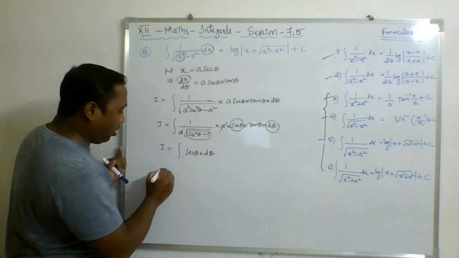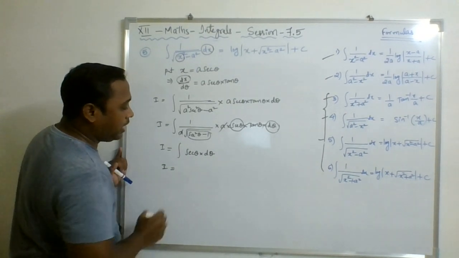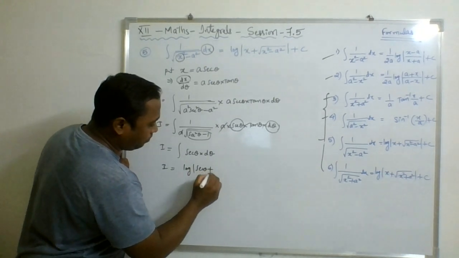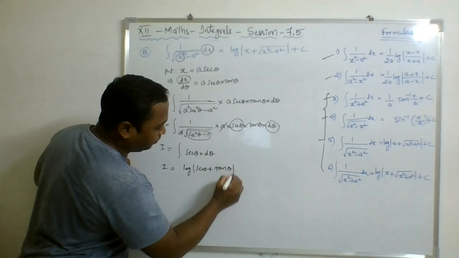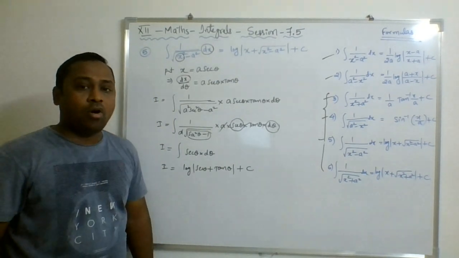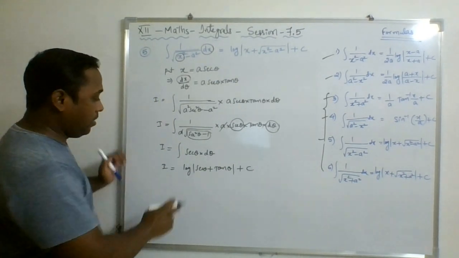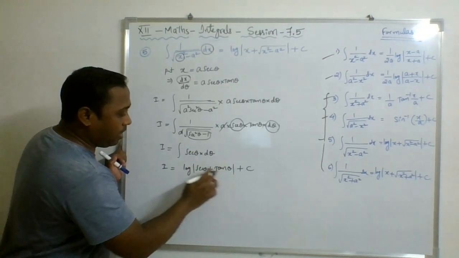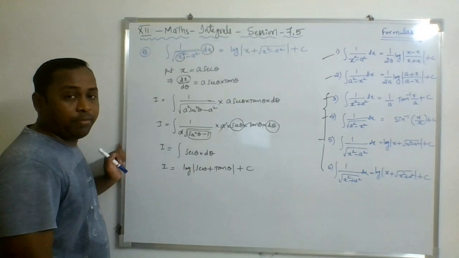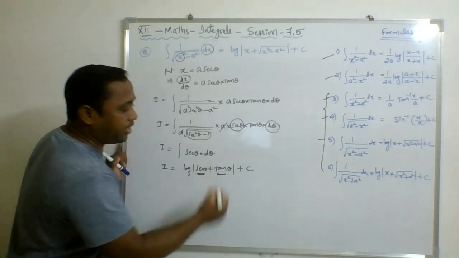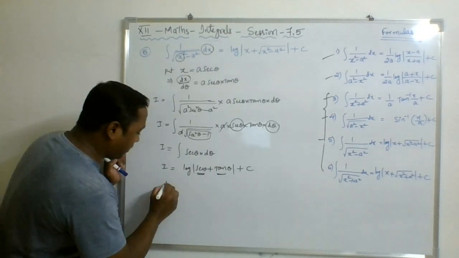Now integration of sec theta is log of sec theta plus tan theta plus c. Sec x का इंटीग्रेशन log sec x plus tan x. So hence sec theta का ये इंटीग्रेशन फॉर्मूला है. इसमें हम लोग वापस ओरिजिनल वेरिएबल में एक्सप्रेस करना है, इसलिए sec theta की वैल्यू और tan theta की वैल्यू सब्स्टिट्यूट करना है. That's it.